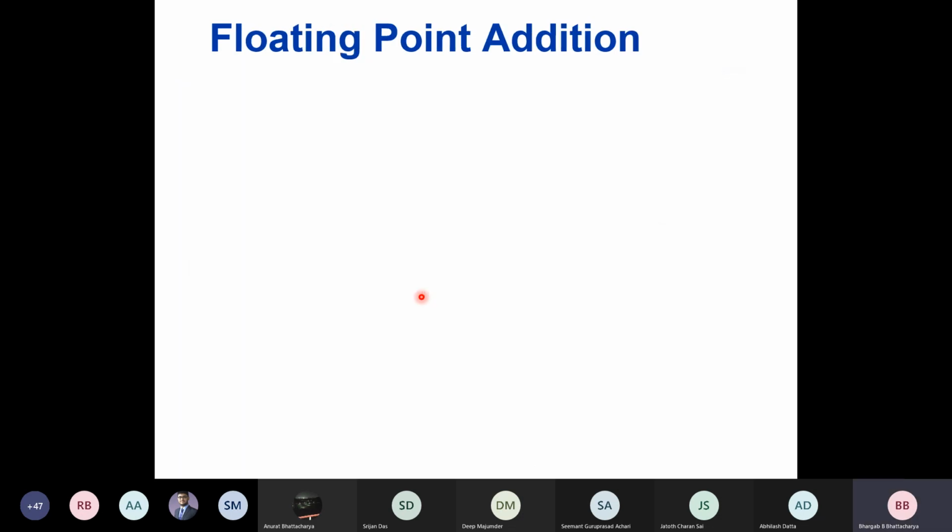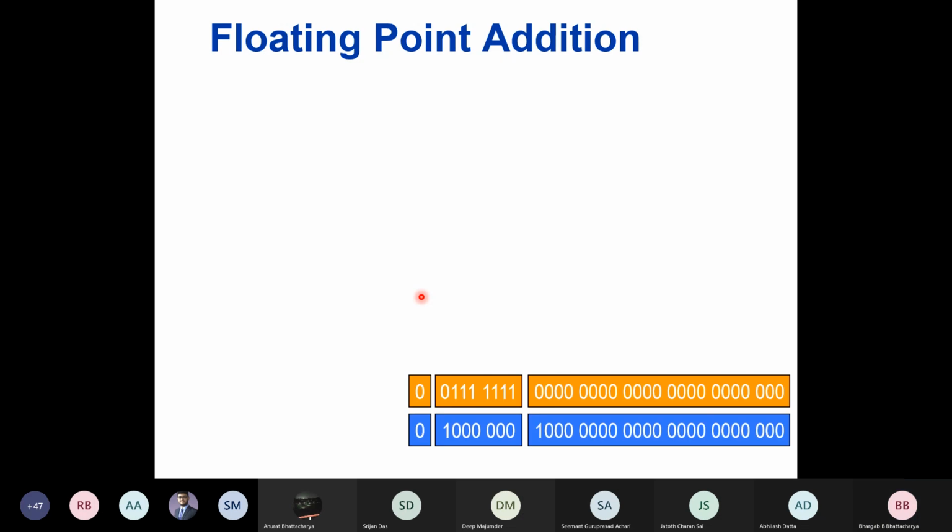So let us look into what sort of hardware resources you need in case of floating point addition. So given these two numbers, I have the sign bit, these are the exponents, and this is the mantissa. Now I just ask you to add these numbers by hand. What would you do? See, these exponents are different.